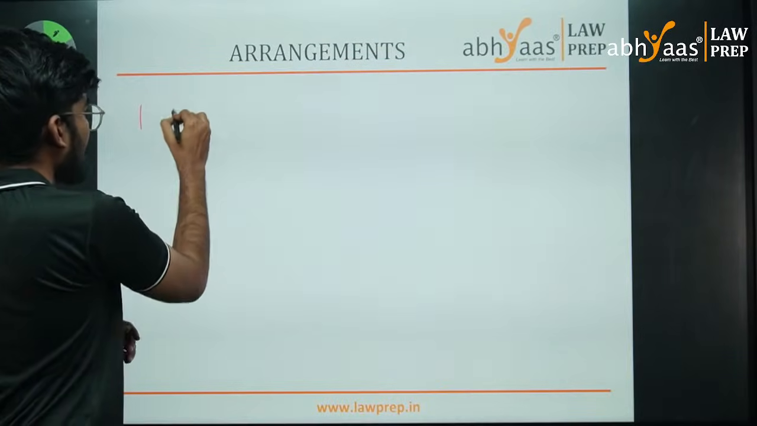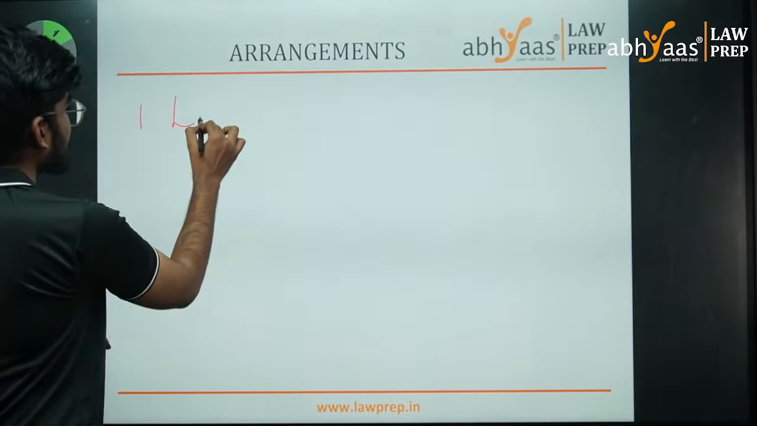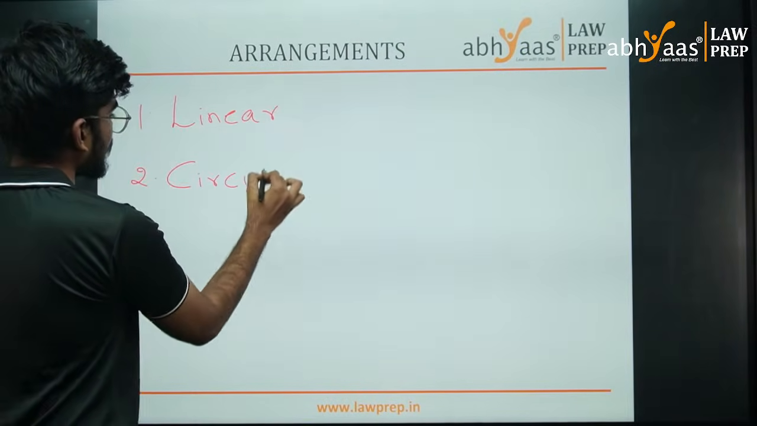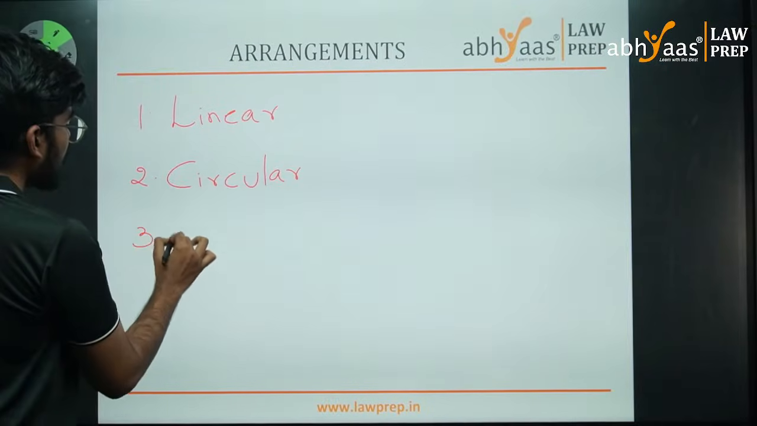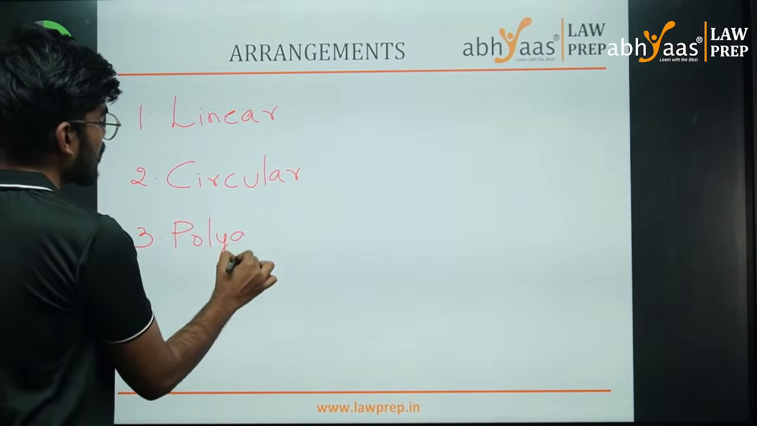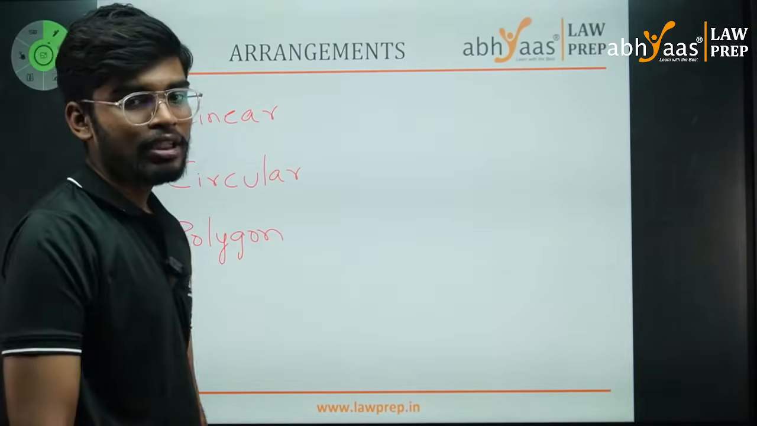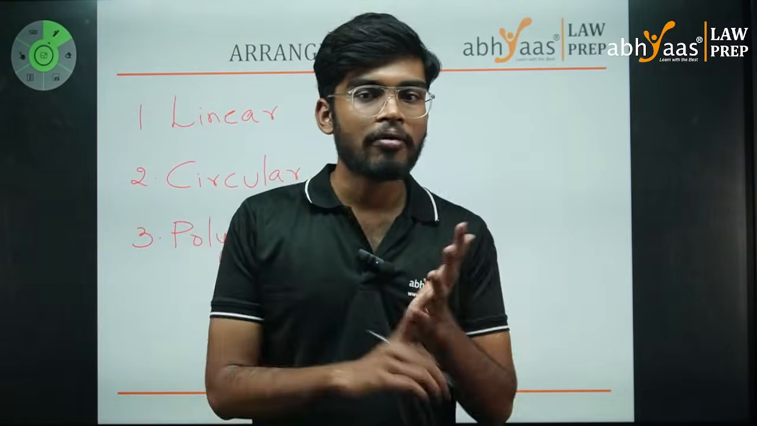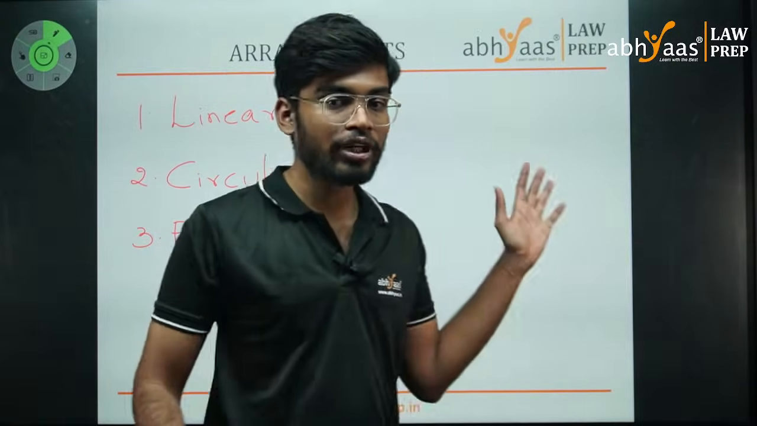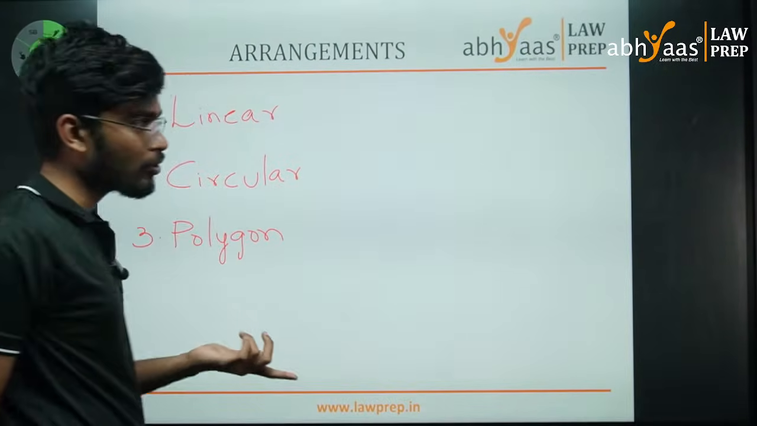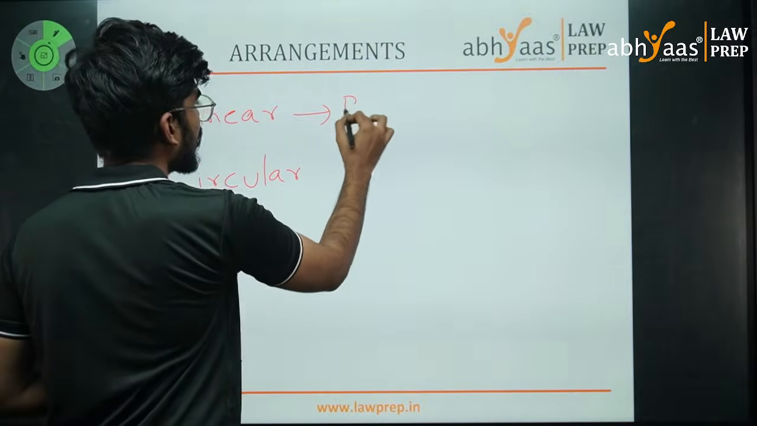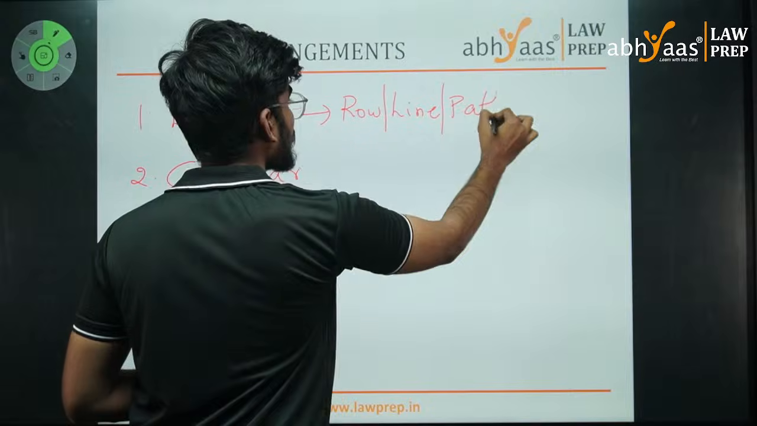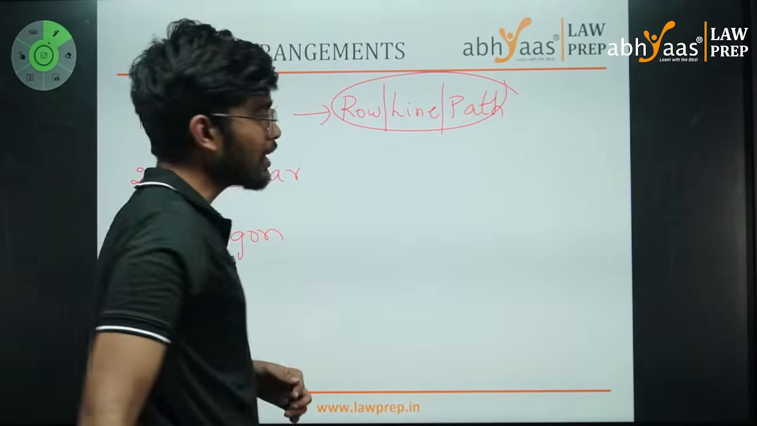Okay, linear arrangements, linear, circular and polygonal arrangements. Linear, circular and polygon. Linear means what? What is the kind of terminology you come across? See, facing in a row, facing in a line. Six people are placed in a row or line. What is the terminology involved? Row, line, path. If you come across these terms, it means that it is a linear arrangement.